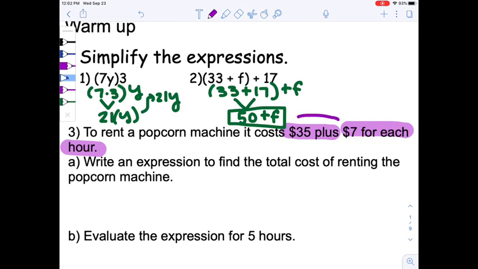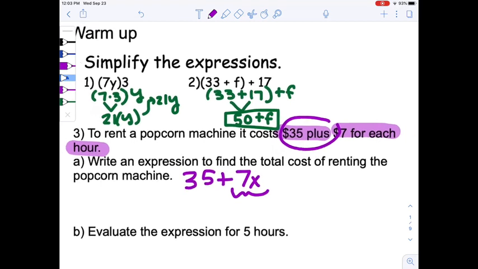So that $35 is going to be a one-time fee. We have to pay $35 no matter how many hours we rent this machine for. And then every hour we also have to pay $7. So to write that, we can write that as $35 plus 7 times x. And that's going to represent the cost we're paying for all of the hours we rent the machine for.